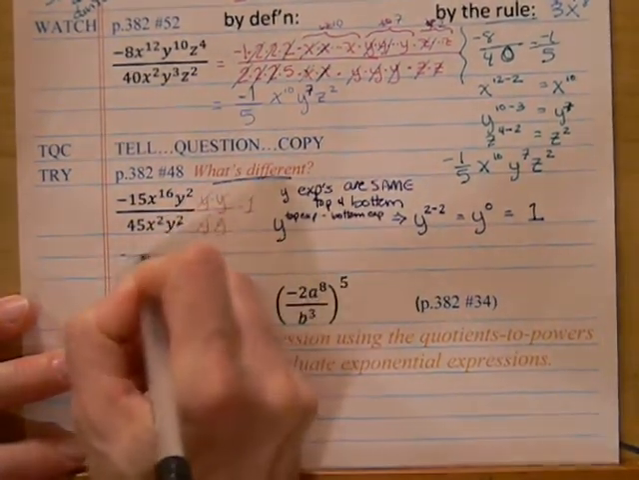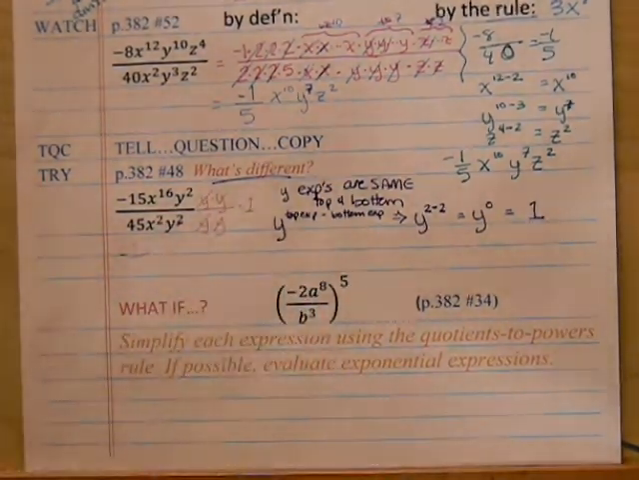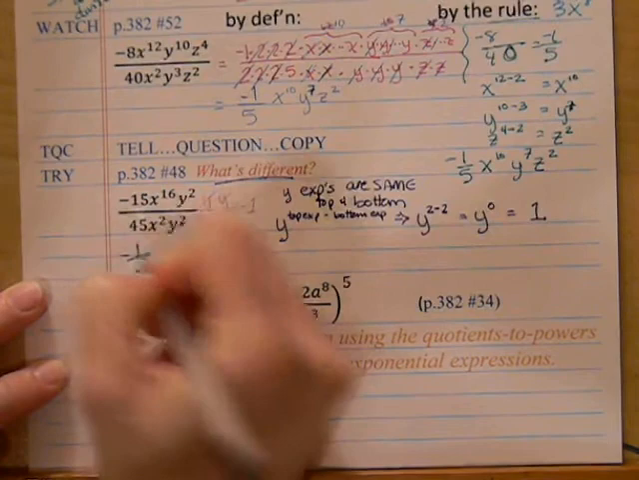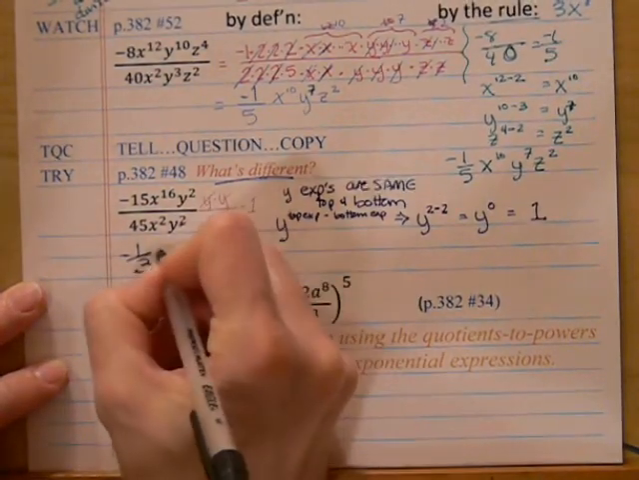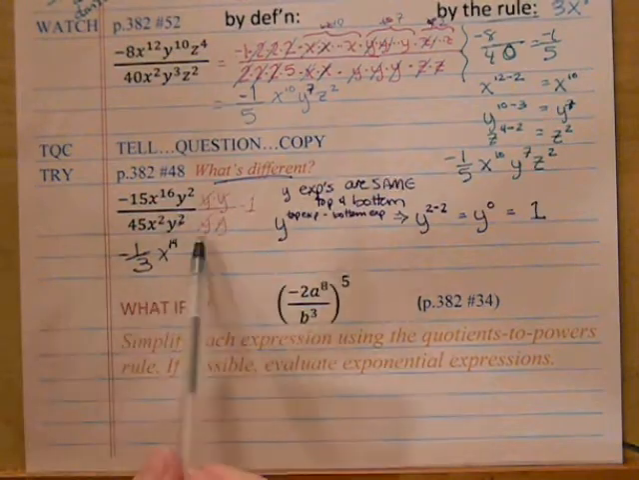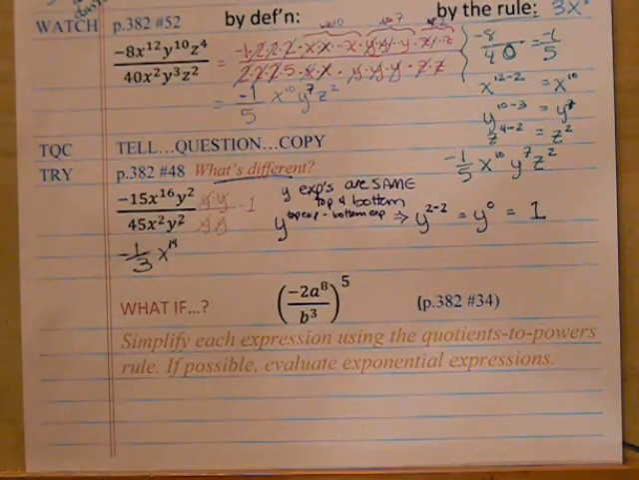Pardon me as my pen is deciding to run out of ink here. See if I can revive it. Nice. Negative 1/3 x to the 14th. That's what you should get if you tried that question on your own.